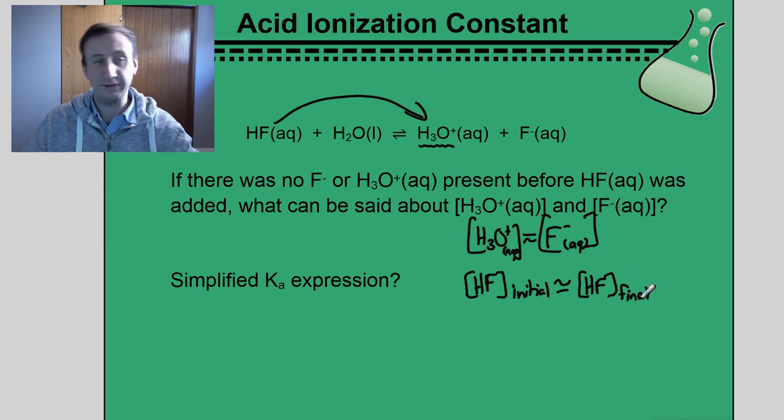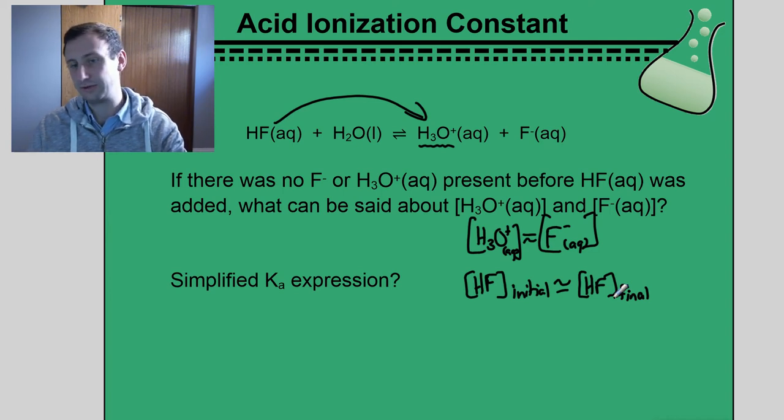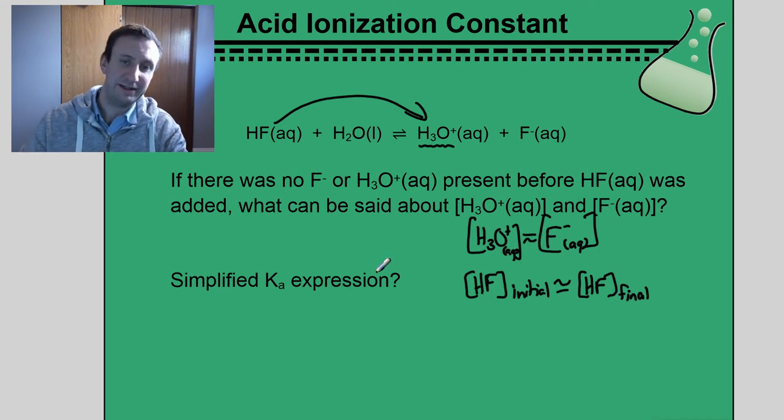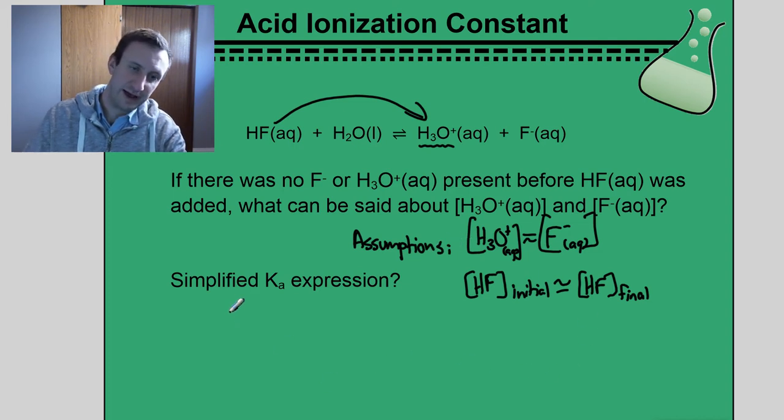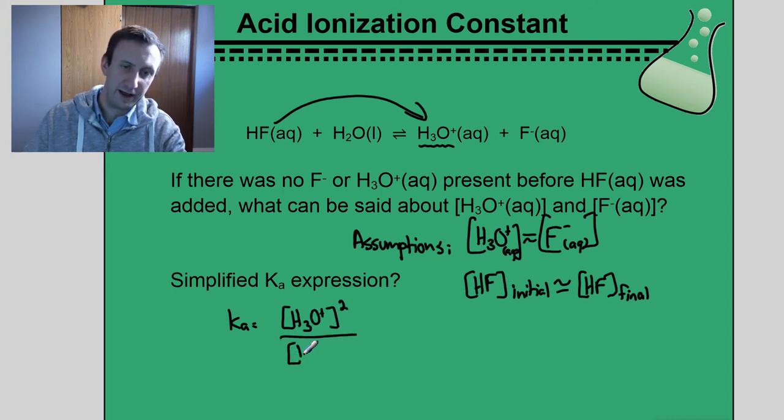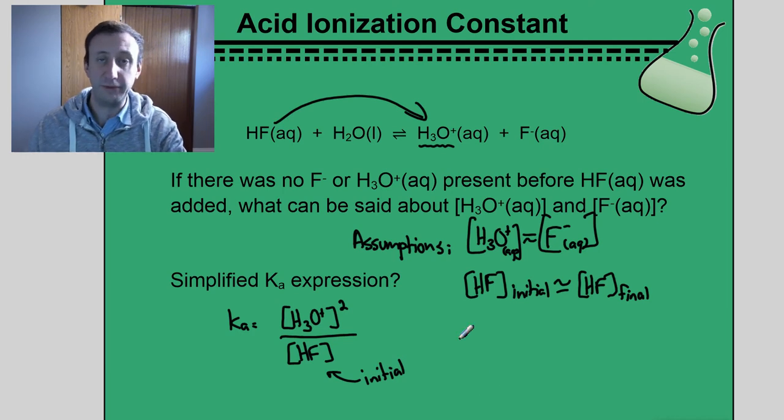And again, that's because for weak acids, so little of it actually ionizes, such a little amount that it really doesn't matter that much. And this is an assumption that makes our work incredibly easy. So these are two assumptions we are making in the formula I'm going to tell you right now. That formula is that Ka is equal to hydronium squared over HF, where this is just my initial concentration of HF as it's told in the question.